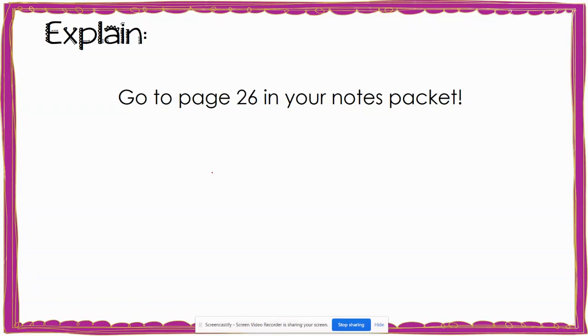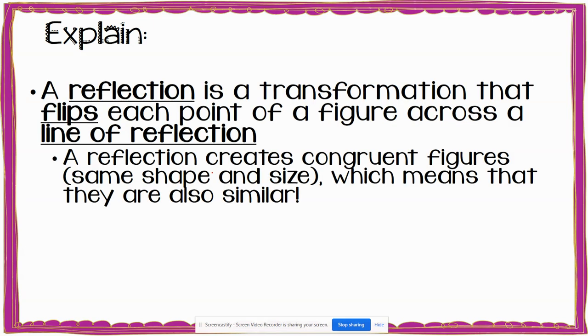Today we're going to learn how to make reflections of figures. You should be on page 26 in your notes packet. A reflection is a transformation that flips each point of a figure across a line of reflection. A reflection creates congruent figures, same shape and same size, which means that they are also similar.